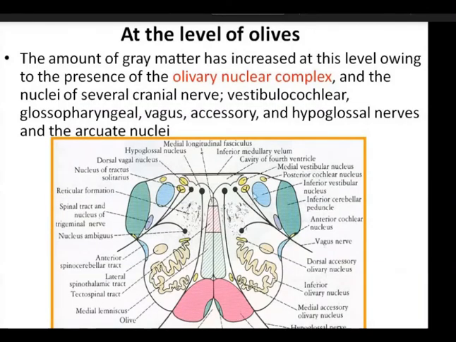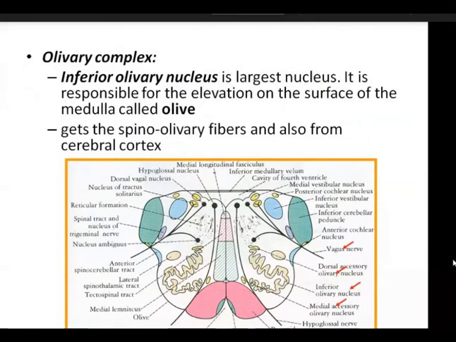They are present here. So the olivary complex: the inferior olivary nucleus is the largest nucleus. Here we can see the inferior olivary nucleus, the largest one, and it is responsible for the elevation on the surface of the medulla called the olive.